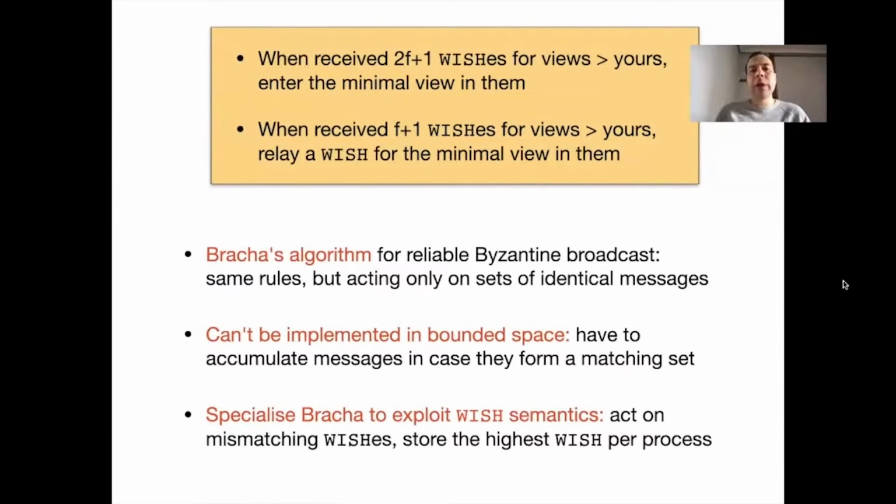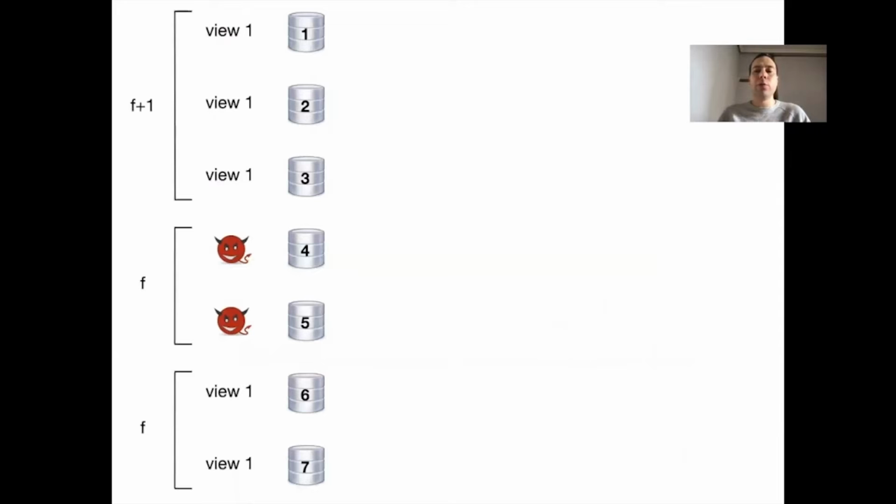Now let me illustrate how this synchronizer operates using a couple of examples. The examples I'm going to show consist of two parts. First, there is a scenario that leads the system into a problematic state, and then I show how our synchronizer recovers from it. I'm going to consider a system of 7 processes with 2 faulty processes, 4 and 5, so f equals 2. And then the remaining correct processes are split into 2 groups.